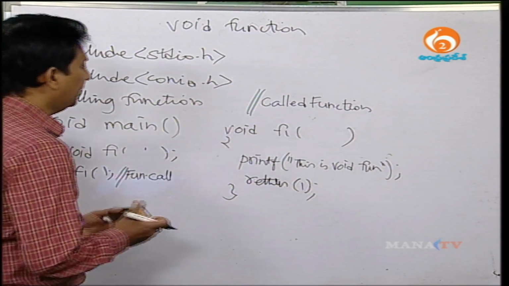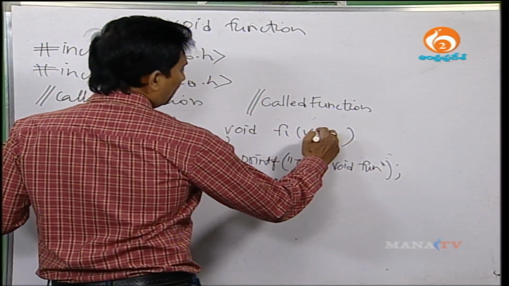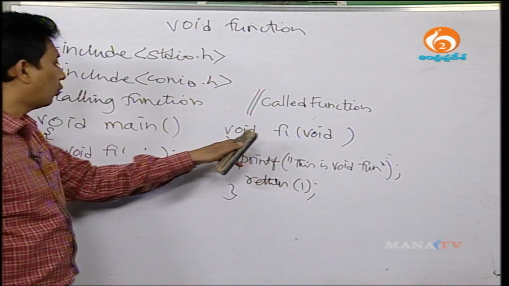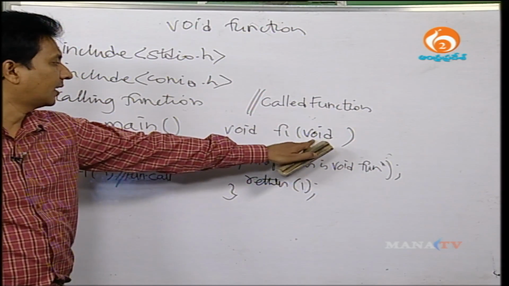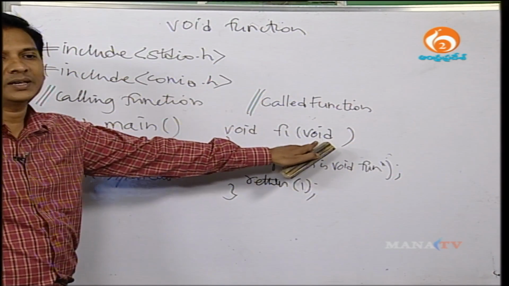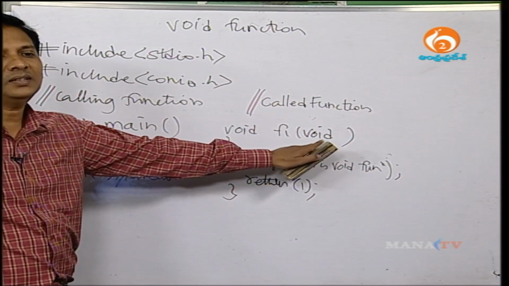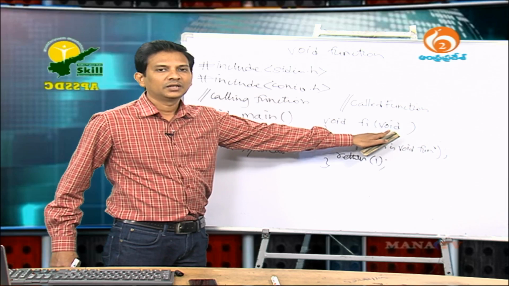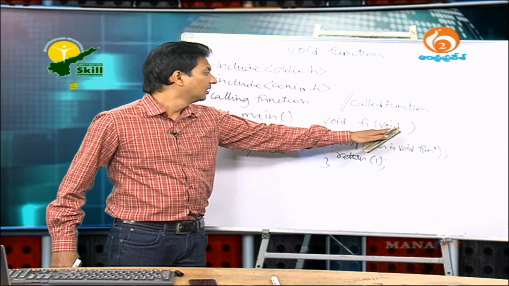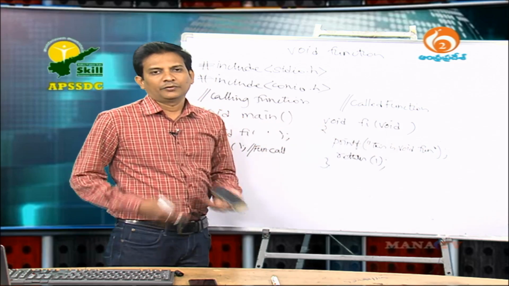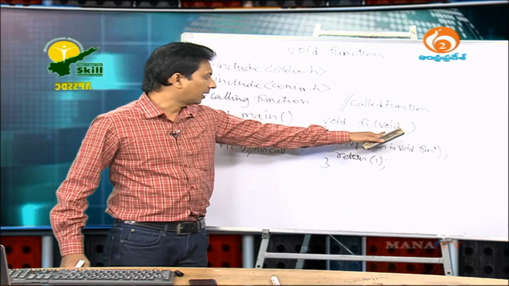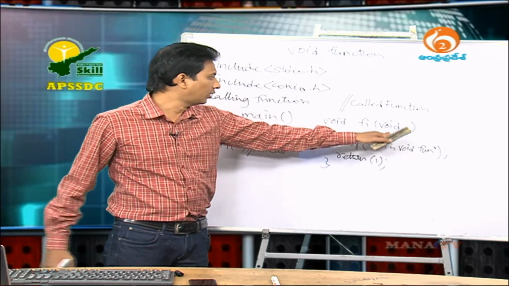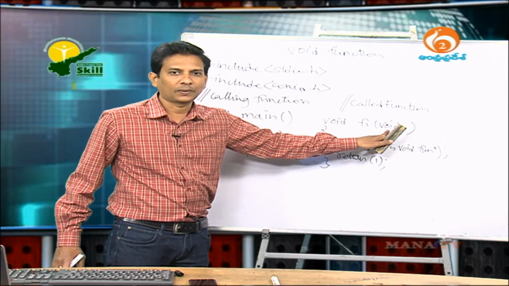In some books, people also write void f1 of void. In some books we can find that, which means there is no argument list. If there is no argument list, they will write void here. If you do not write it, nothing is wrong. Generally I do not write it, but if you are habituated to writing void here, you can write it, no problem.